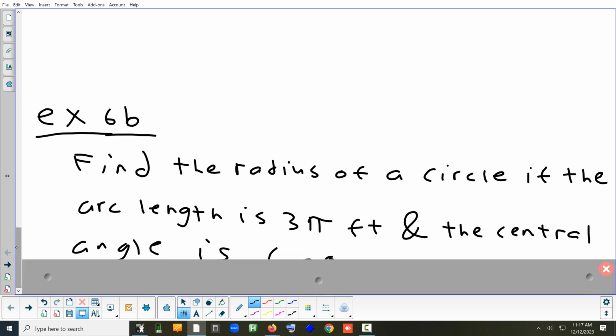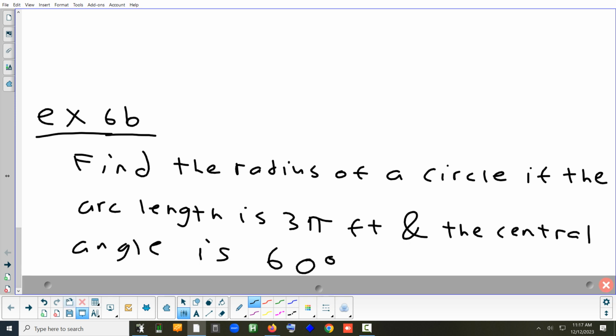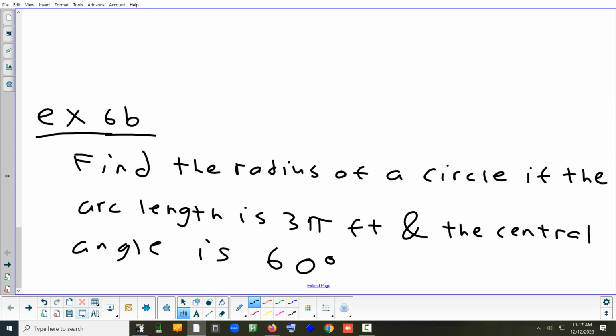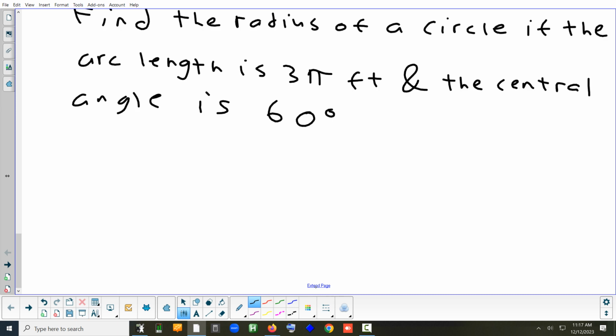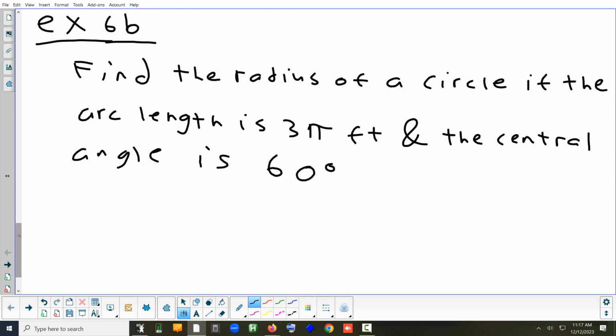Okay, so this says find the radius of the circle if the arc length is 3 pi feet and the angle is 60 degrees. Okay, so first thing we should start off with is write down the formula. And then we know what we're plugging into. What's the formula that we are going to use to plug in all these numbers? Yep. S equals r theta.